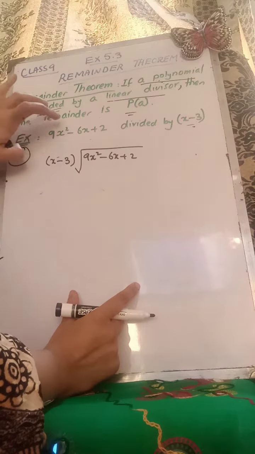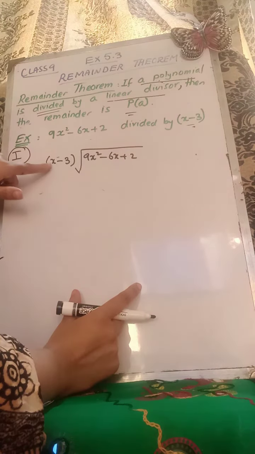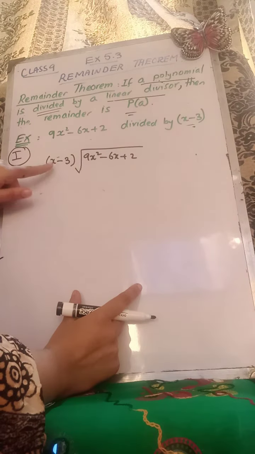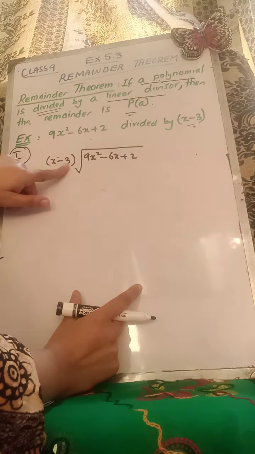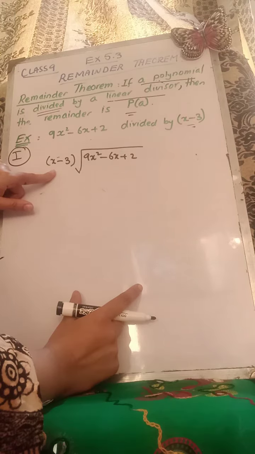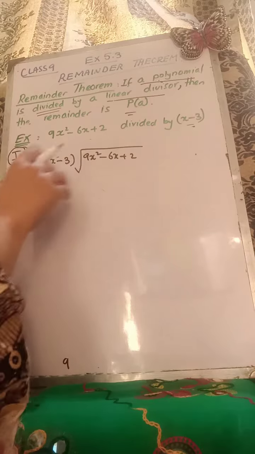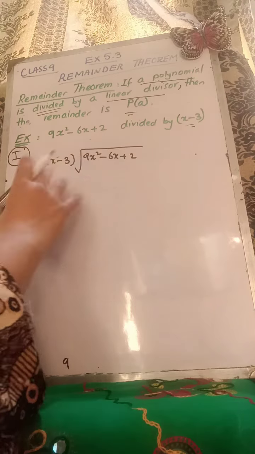So this is another shortcut way to find the remainder when this polynomial is divided by this linear divisor. Do observe that over here the divisor is a linear polynomial. Linear divisor means it is of degree 1. So I will start the division as we did in the junior classes.